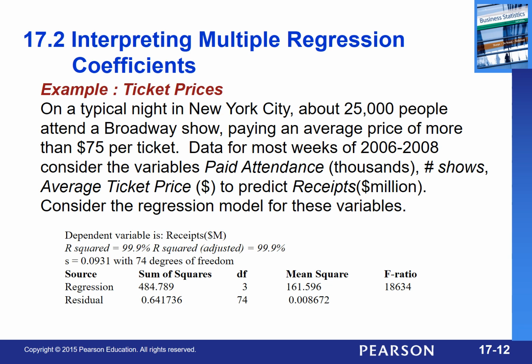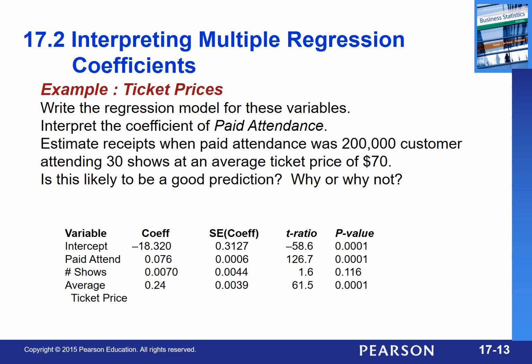So up here we have receipts as our dependent variable. We've got our regression sum of squares and a bunch of information. And notice I don't have the coefficient information on here yet, but that might be what you're interested in looking at. So it is on the next slide. Woohoo! So I want you to look at the following coefficients. We've got paid attendance, number of shows, average ticket price.